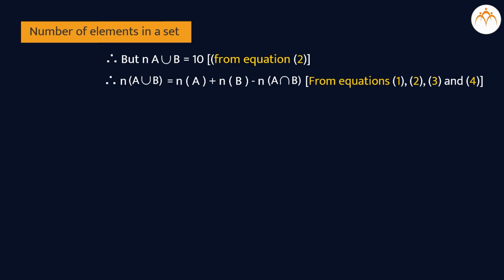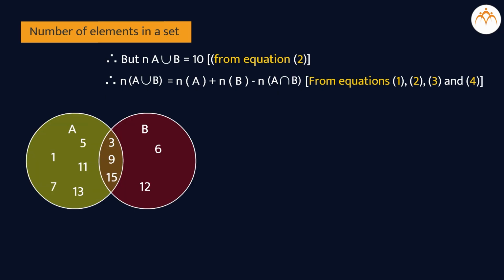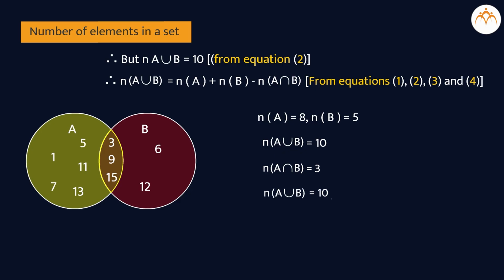We will verify this rule by drawing a Venn diagram. Number of elements in set A, that is n(A), is equal to 8. Number of elements in set B, n(B), is equal to 5. Number of elements in set A ∪ B, that is n(A ∪ B), is equal to 10. Number of elements in set A ∩ B is equal to 3. Number of elements in set A ∪ B, that is n(A ∪ B), is equal to 10. This is equation 5.